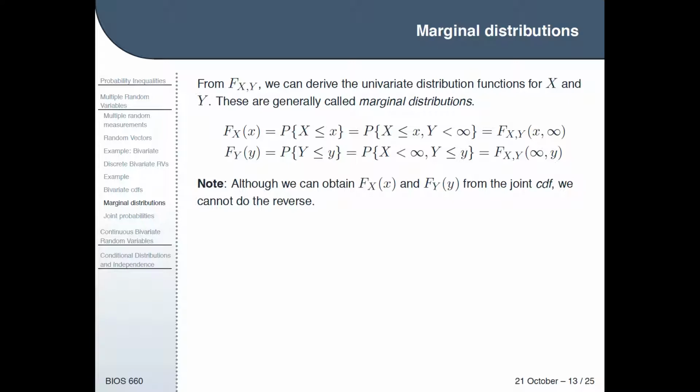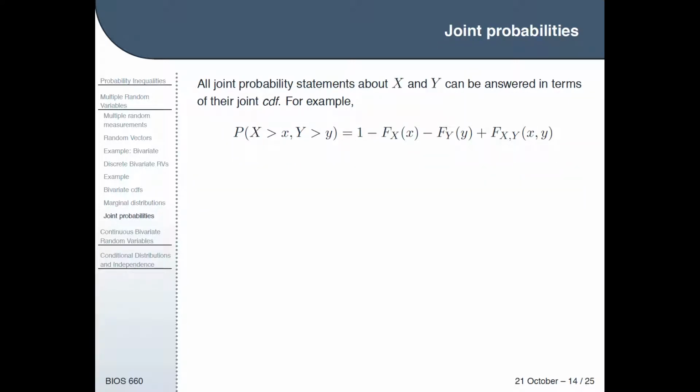But once again, although you can go from the joint CDF to the marginal CDFs, you cannot do the reverse. In fact, you can find examples where there are an infinite number of possible joint CDFs given a set of marginal CDFs. And any type of joint probability statement about x and y that you care about, you can write in terms of the joint CDF.